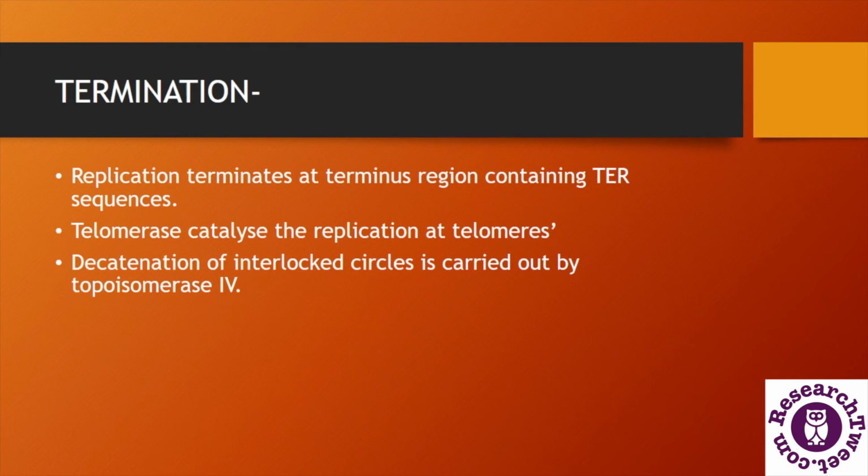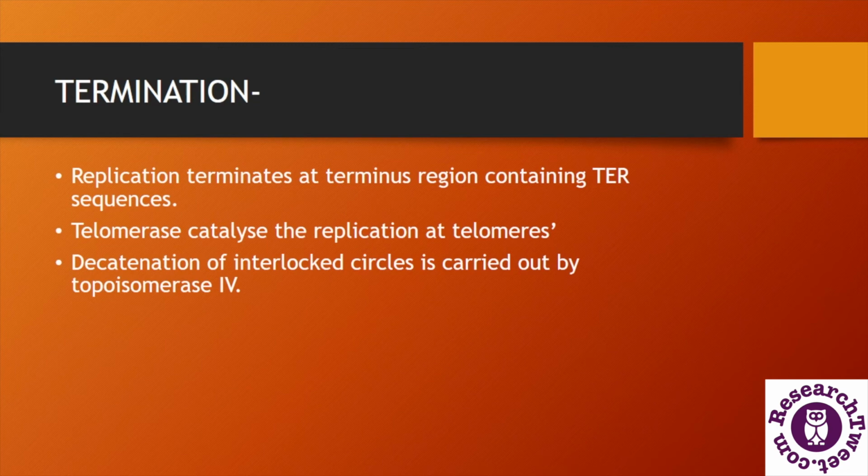After the elongation of the DNA chain completes, it's time to terminate the DNA replication process. When both strands are completely replicated and come to the termination point, it needs a terminus region which has ter sequences, or terminus sequences, within it. But in the case of eukaryotes, the telomerase enzyme catalyzes the replication at telomeres.